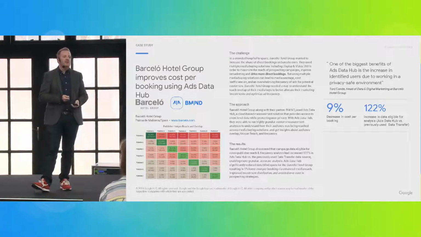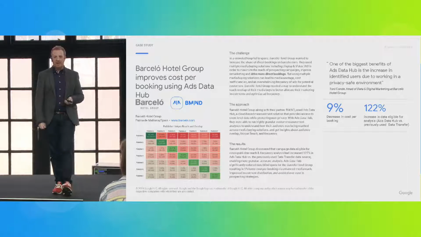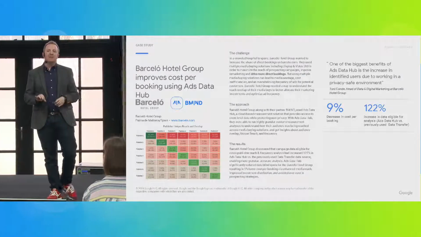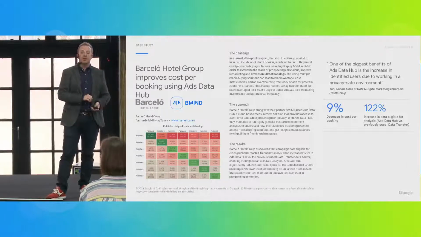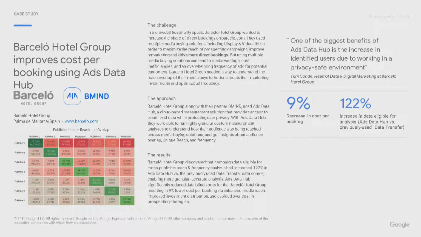By doing this, they started to identify a number of different publishers that weren't really adding value to their media plans and were able to start taking them off. This actually gave them a 9% saving in their cost per booking. And this is just them getting started with the product. So they're already saving 9% on every single booking they make.